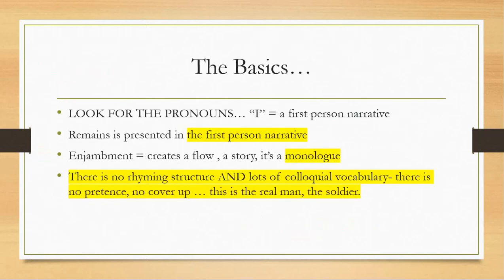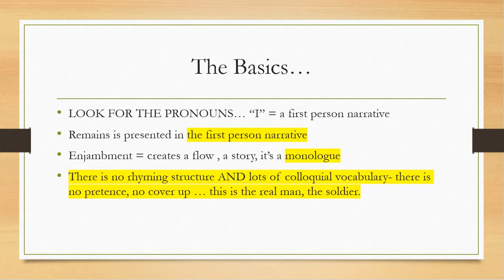So the use of the personal pronoun "I" tells me immediately the poem is presented in the first person narrative. If I am writing an essay question, one of the first things I might say is, in Remains by Simon Armitage, we are introduced to the first person narrator. The use of the personal pronoun "I". Remains is presented in the first person narrative.